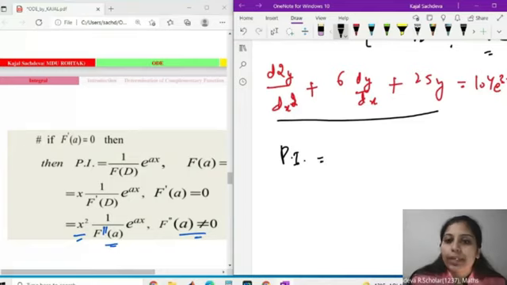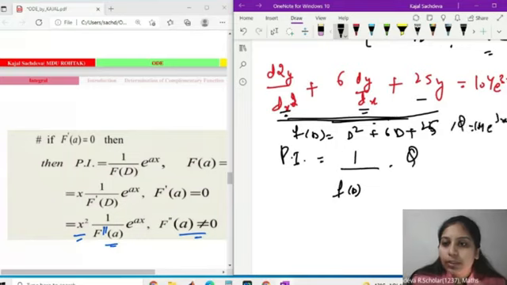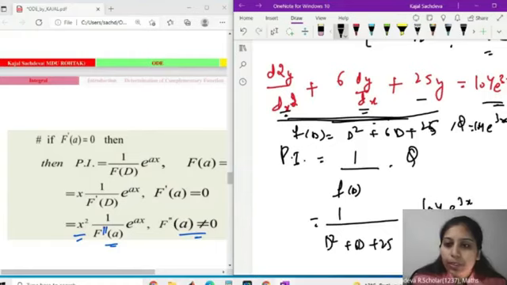So how do we find PI here? Just write f of D first. In symbolic form we have f of D, D square plus 6D plus 25. So we have the formula for PI, 1 upon f of D into Q. Here Q is 104 e raised to power 3x. So f of D is D square plus 6D plus 25 and Q is 104 into e raised to power 3x. This is the form of e raised to power ax, so just replace a by 3, D by 3.